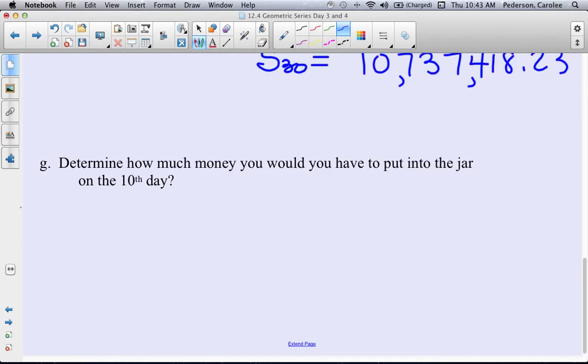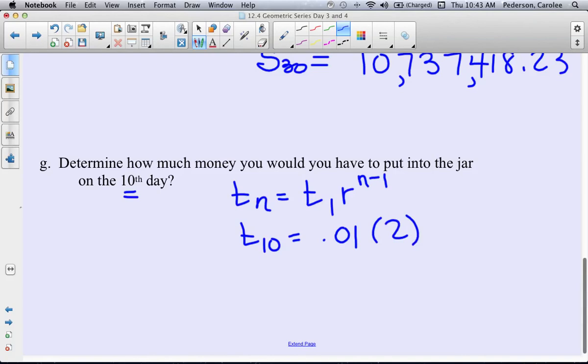The next thing is, how much would you have on the 10th day? So we'd use that explicit formula on the 10th day. So T sub 10, term 1 again was 0.01, common ratio was 2, and we're going to term 10. 10 minus 1 is 9. Be careful with your calculator. Times 2, raised to the 9. On day 10, you would have $5.12.